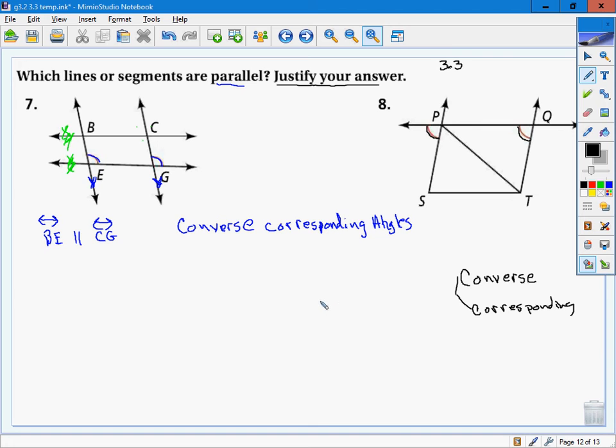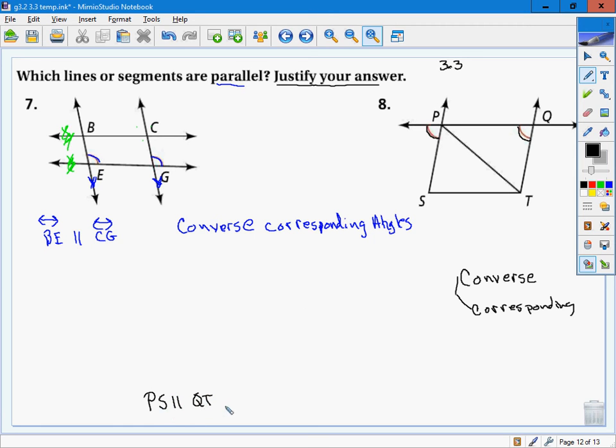The ST. The what? ST. Not S2, but what? Go ahead. PS is parallel to QT.